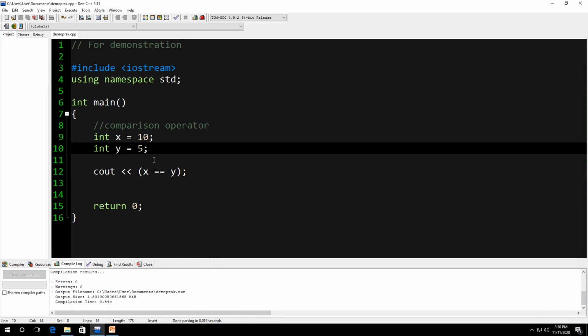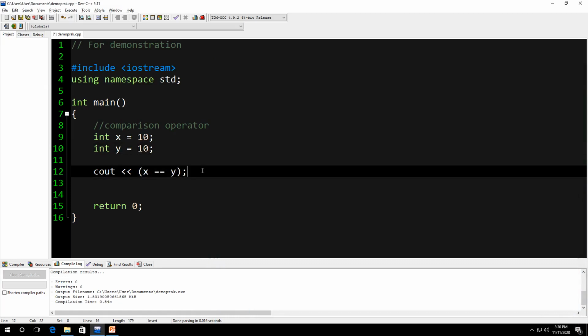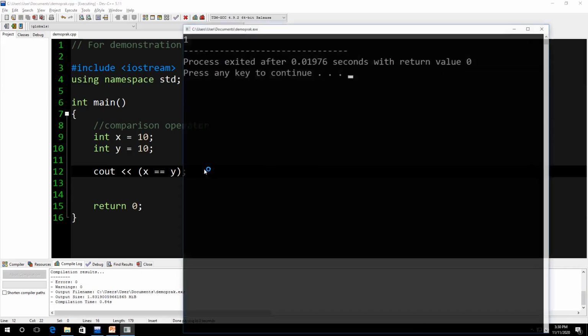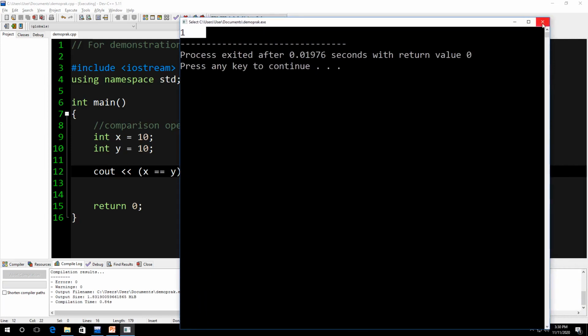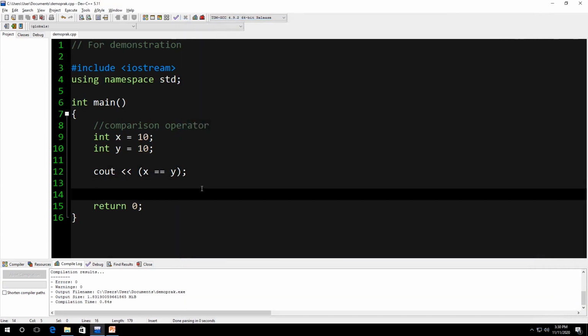How about we put the same value. If you run our program, it should give you a 1, which is true, since you are asking, is x equal to y? Is 10 equal to 10? Which is yes, it is equal to 1. x is equal to y, so it is true, which is 1. So that's how you use it.